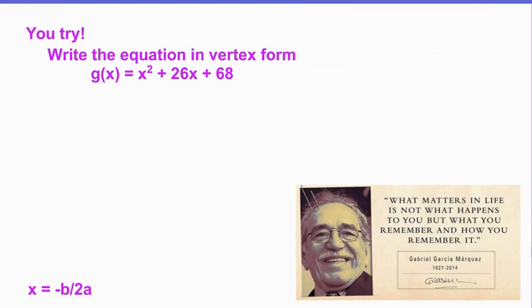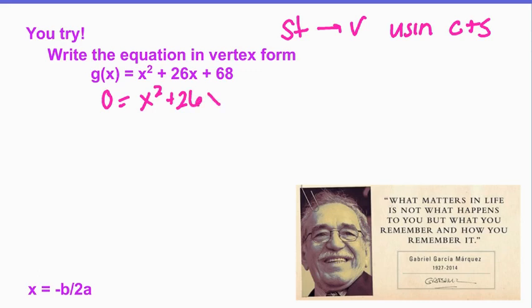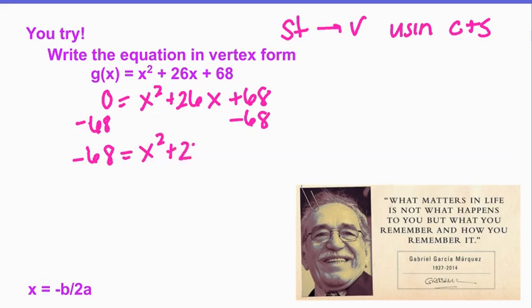Okay, we're going to do the same thing. Write the equation in vertex form. That means we're going to move from standard to vertex using complete the square. First thing to do is I'm going to replace g of x currently with a 0 just so that I can work on this from both sides. And to get my first couple things by themselves, I need to subtract 68 from both sides. So on this side, I have negative 68 equals x squared plus 26x.